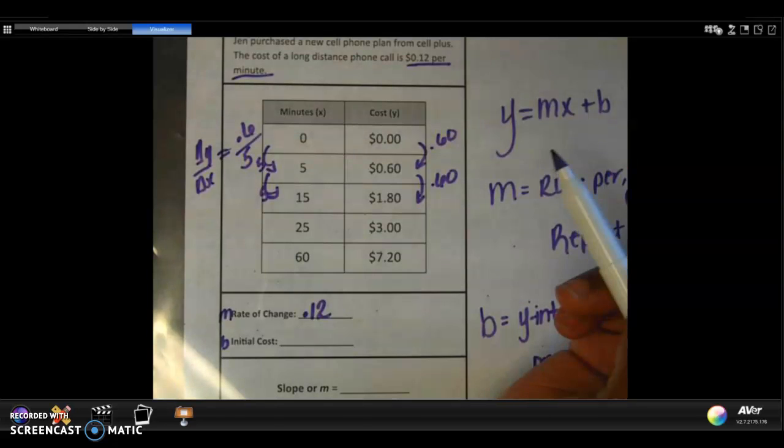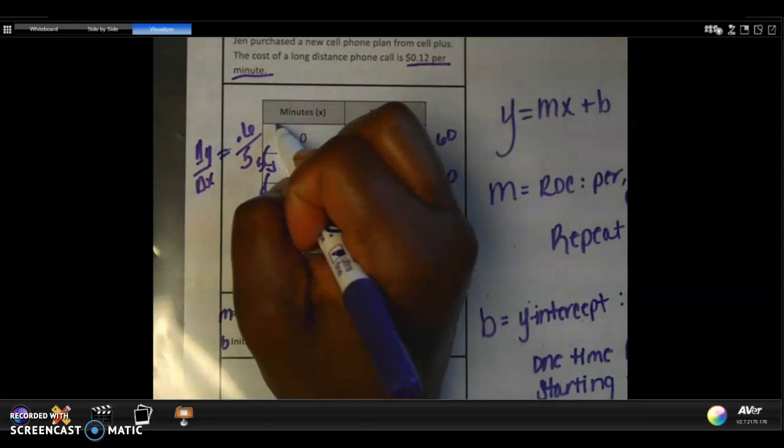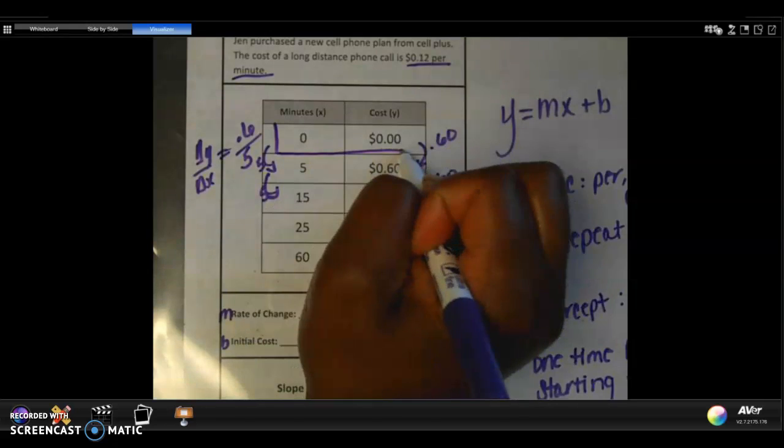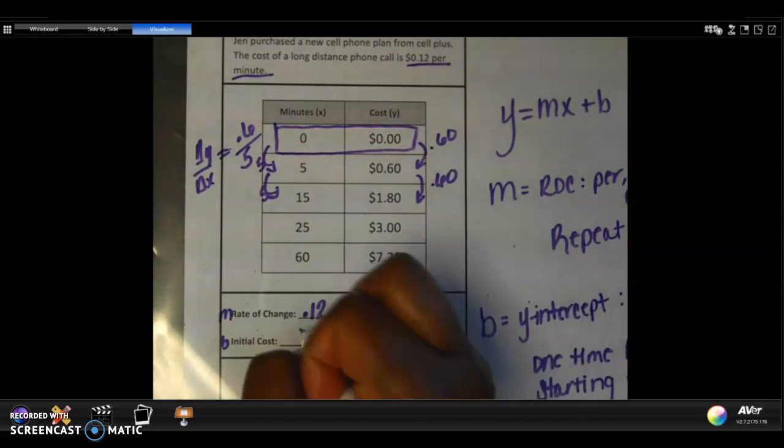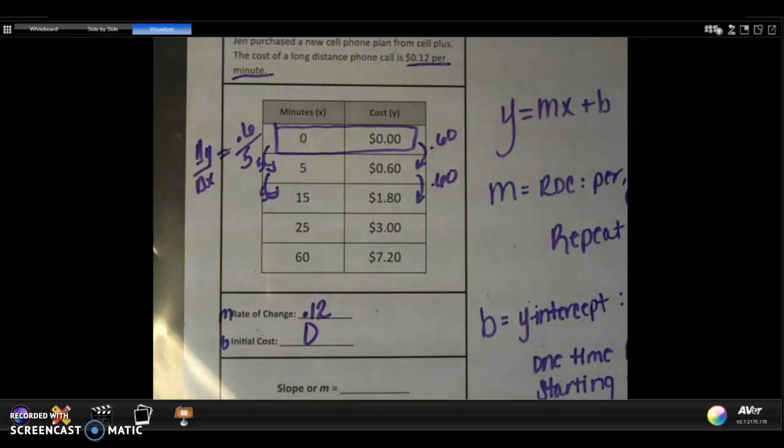And then remember my y-intercept is when my x is 0, it's my y value. So when x is 0, y is 0. So my initial cost is 0. So that means if Jen sends no text messages or makes no long distance calls, then she doesn't have to pay anything.